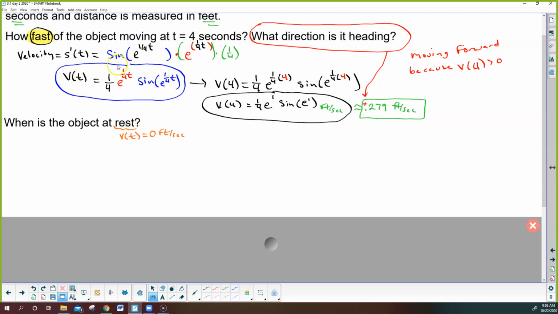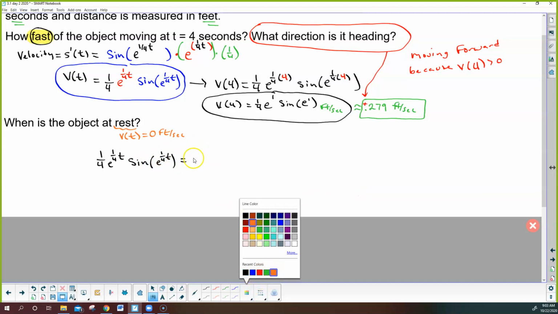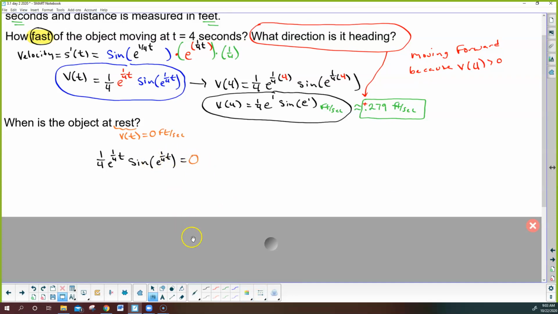So what I'm going to do is take the velocity equation and set it equal to 0. And this is a little bit tricky with how we solve this algebraically, so hopefully you're really paying attention. When does the velocity equal 0? If you were allowed to use your calculator, I would tell you to graph this and see when it is equal to 0. Well, let's pretend that you're not.